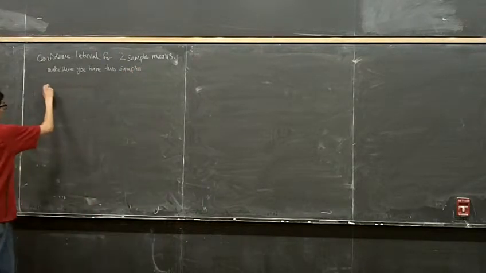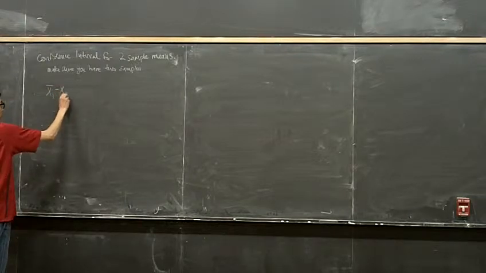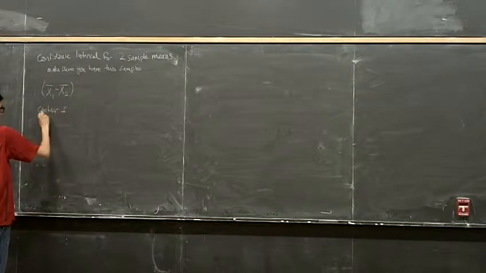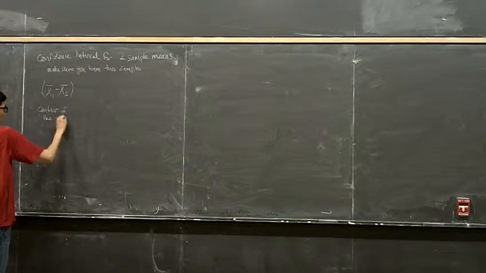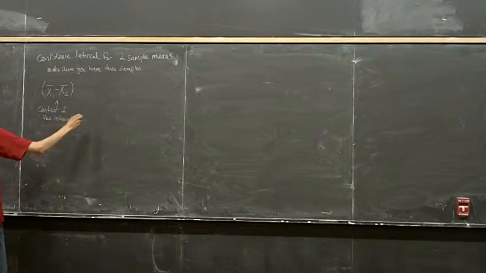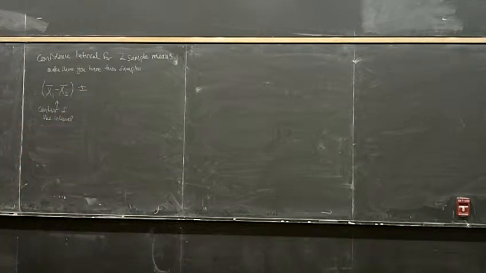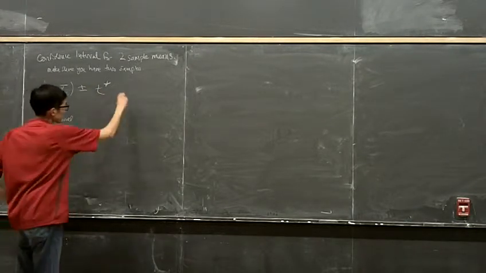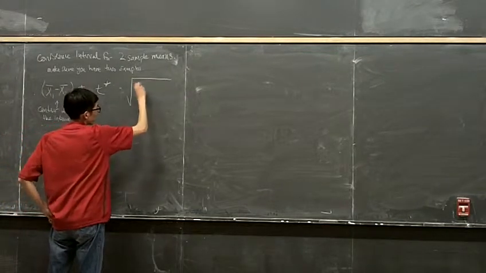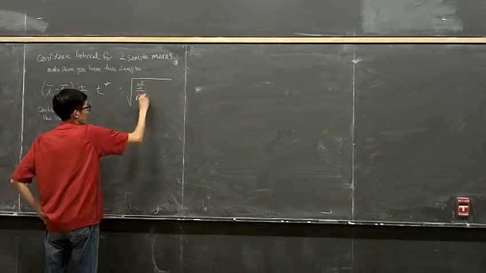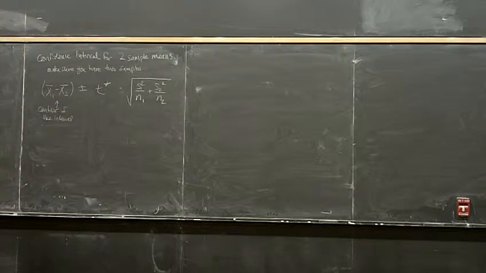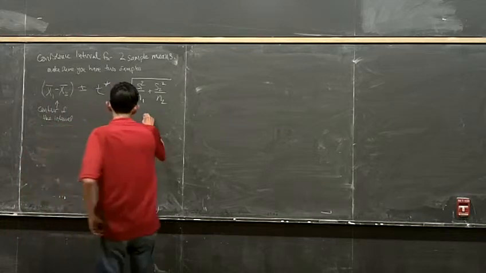The confidence interval is going to be x1 bar minus x2 bar, which is the center of the interval, plus or minus the critical value t star times the standard error, which is the square root of s1 squared over n1 plus s2 squared over n2. Easy. This is the standard error.